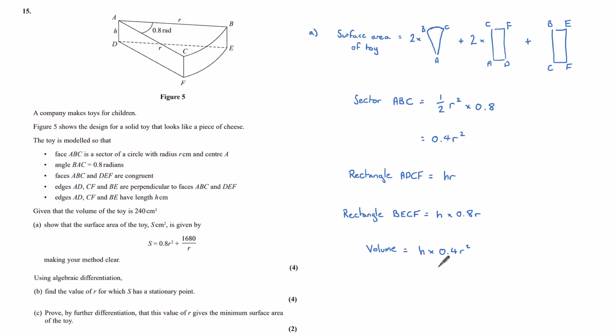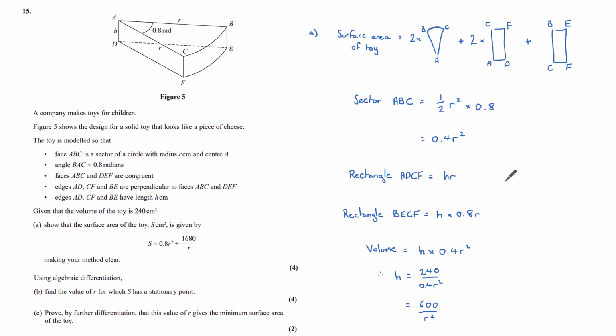So I have an equation for volume, and I'm told that the volume is 240. So I can rearrange my equation here. If I take my volume of 240 and divide it by this 0.4R², then I have an equation for H in terms of R. Now, we don't particularly like decimals in our fractions here, so we can simplify this to be 600 over R squared. So now I have something for H in terms of R. I can substitute that into these area equations that I've found to hopefully get something that looks like this.